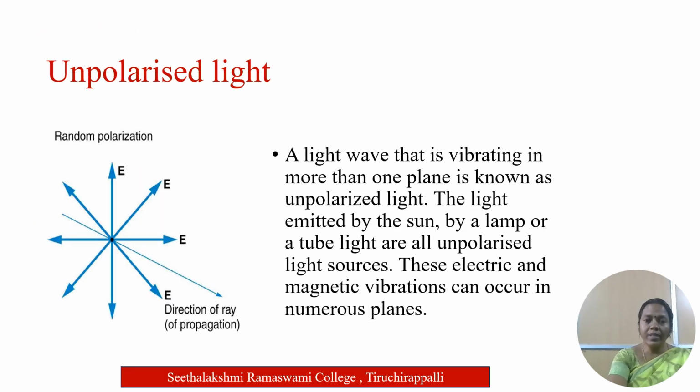A light wave that is vibrating in more than one plane is known as unpolarized light. We all know that light is a type of electromagnetic wave. These electromagnetic waves are transverse in nature, consisting of varying electric and magnetic fields that oscillate perpendicular to the direction of propagation of the wave. And we'll concentrate on the electric field vector only. In this light wave, the figure shows the electric field vector vibrating all around the 360 degrees, so it is vibrating in more than one plane.